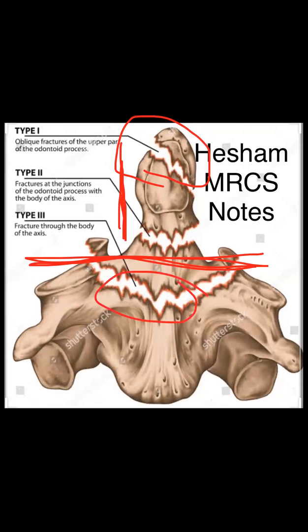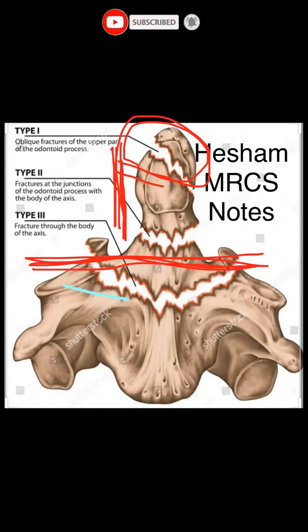To summarize, fracture of the upper part is type 1, fracture of the junction between the process and body is type 2, while type 3 is fracture of the body.